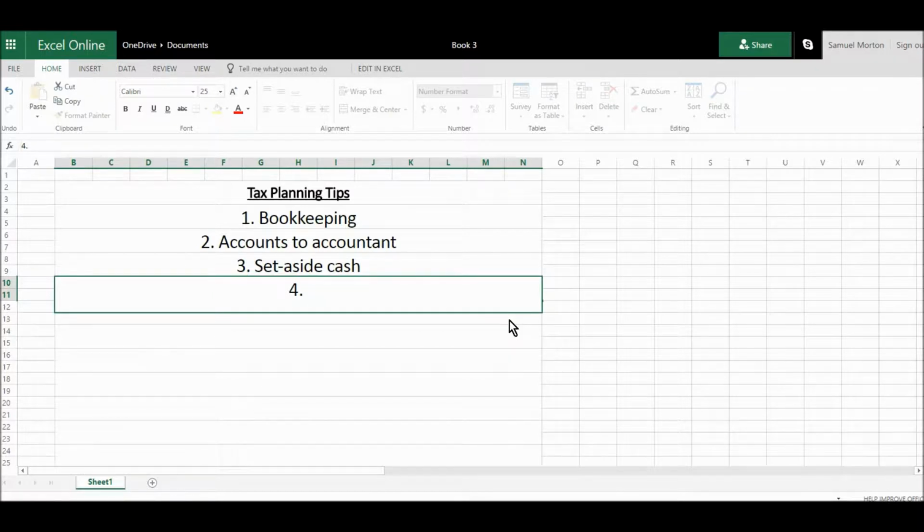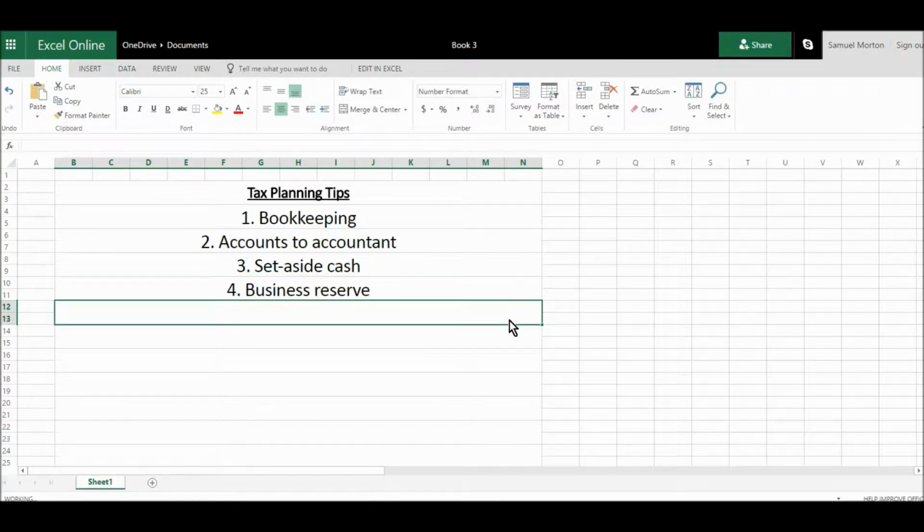Now, going hand in hand, 1 and 2 are very similar, 3 and 4 are very similar. If you have a limited company, I suggest you have some sort of business or company reserve account. So like a savings account. So as you're building cash in a company, set some of that aside into a reserve account for tax, corporation tax payments.